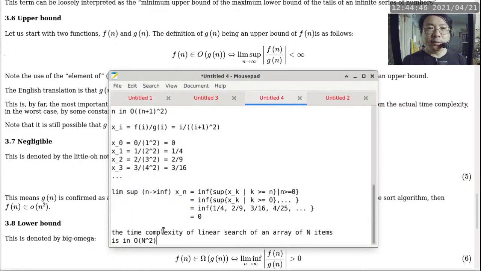So n squared is an upper bound of n. So is n cubed. So is n to the power of 4. So is n factorial. All of those are upper bounds of just linear, which is n itself. So big O doesn't tell you a whole lot. Which also means, in many contexts, you have probably seen people using the big O notation in the wrong way.